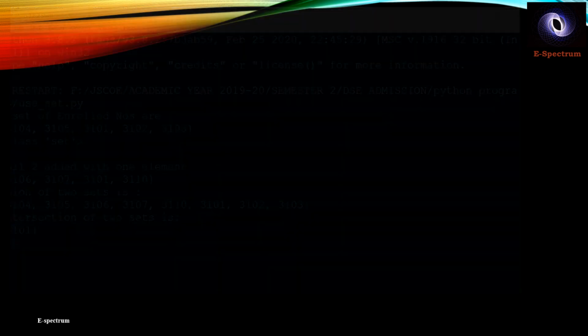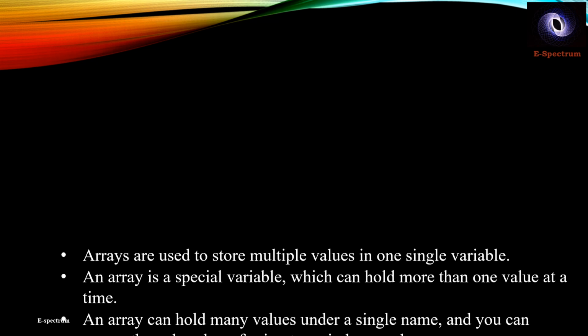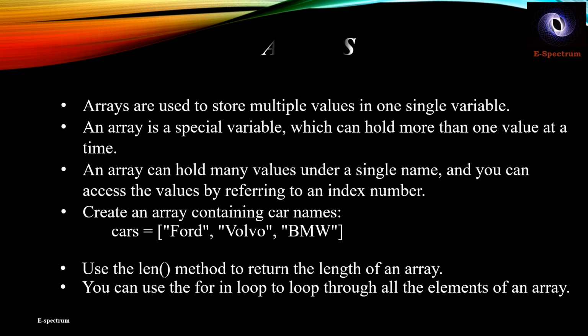So from here you can add the elements in the list, you can add the elements in the set, but you cannot change the elements which are present in the tuple. These tuples are called immutable. The next data structure that we have is arrays.